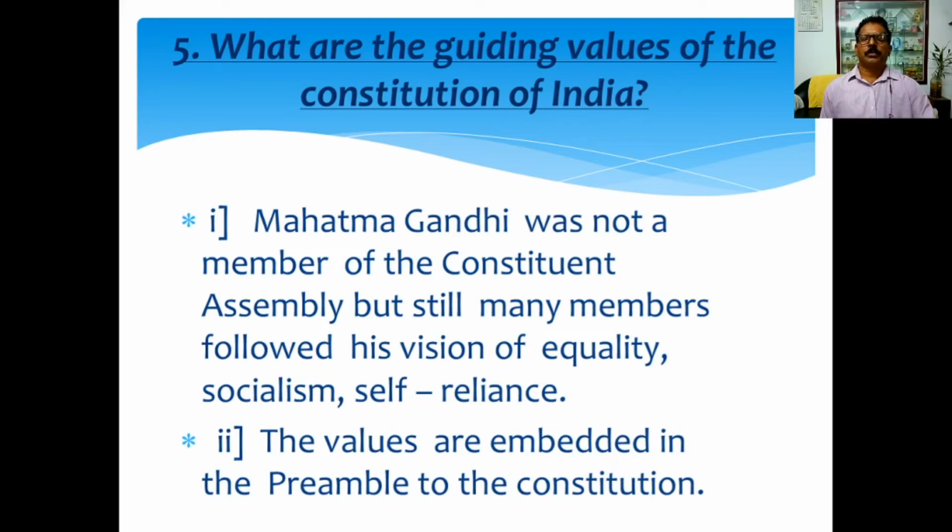First one, even though Mahatma Gandhi was not a member of the Constituent Assembly, many members followed his vision of equality, socialism, self-reliance, etc. Even though we find Mahatma Gandhi's name missing among the members, many members followed his vision. Mahatma Gandhi considered everybody as equal. He played an important role in abolishing untouchability.